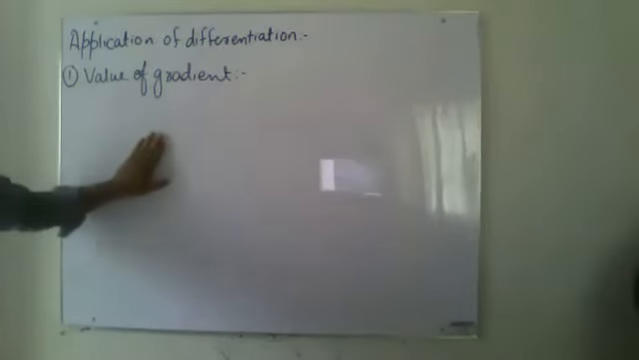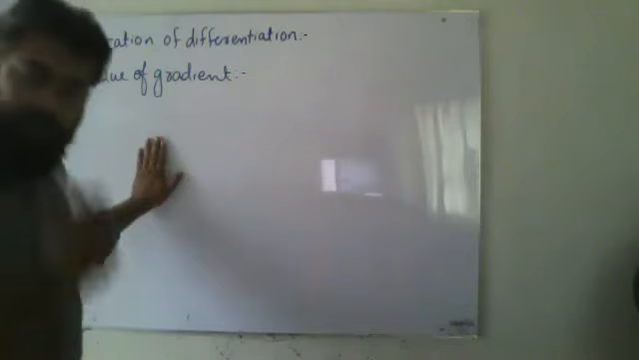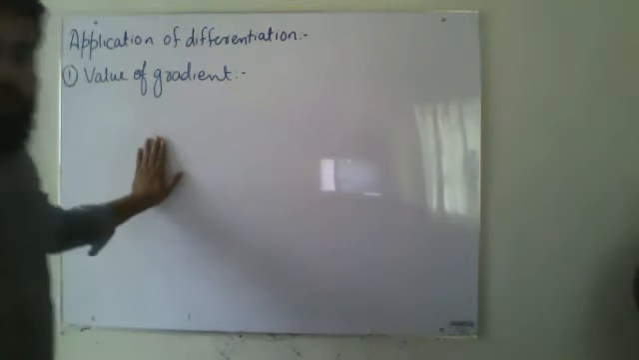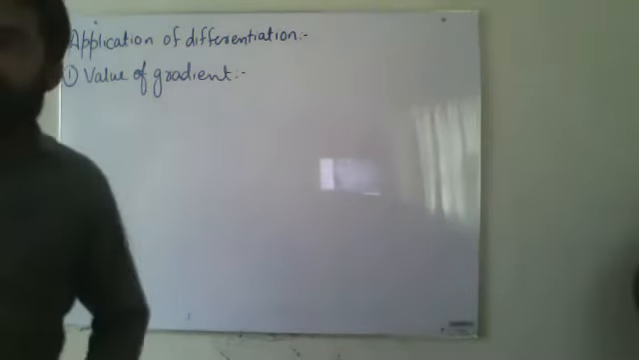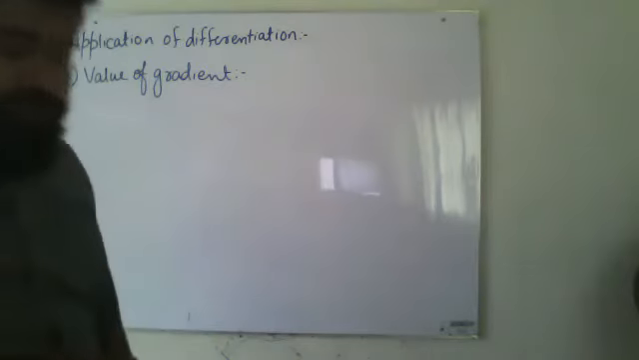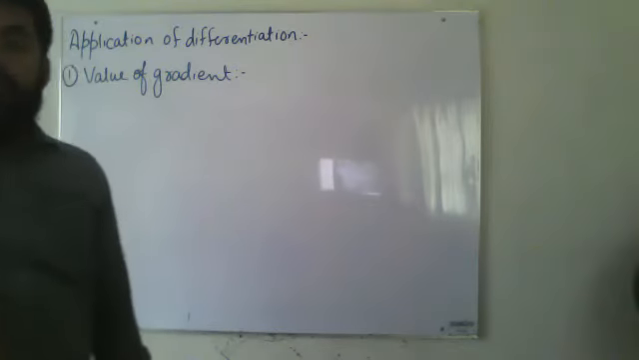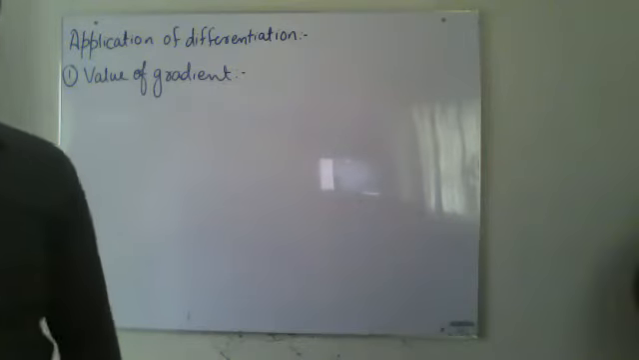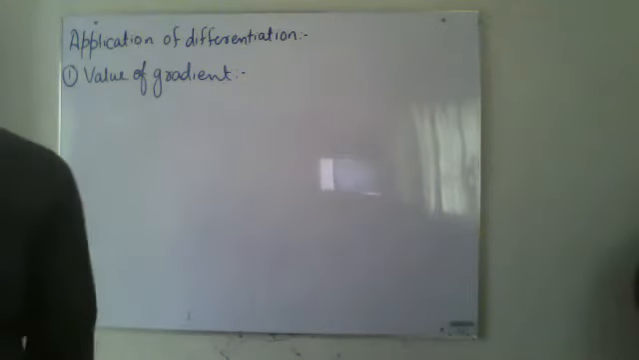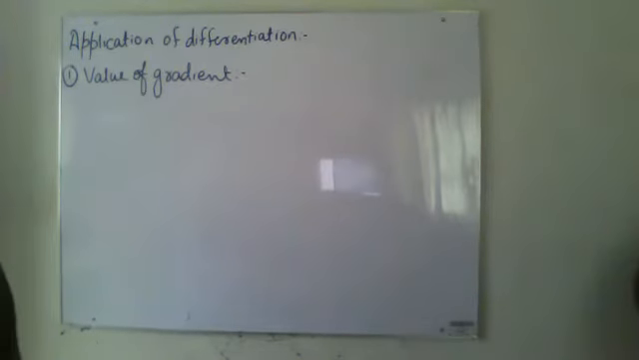To find the gradient of a curve, first of all, we will differentiate the equation, and after differentiation, we will be having the value of a point, coordinate of a point, and that point will be used to get our answer. Okay, the answer of gradient which we are going to need in the question.